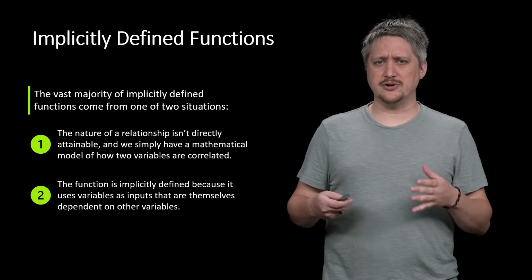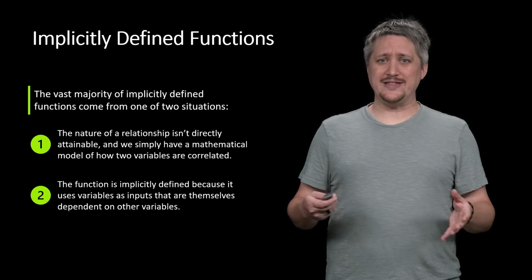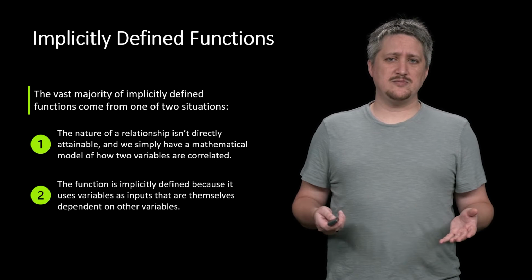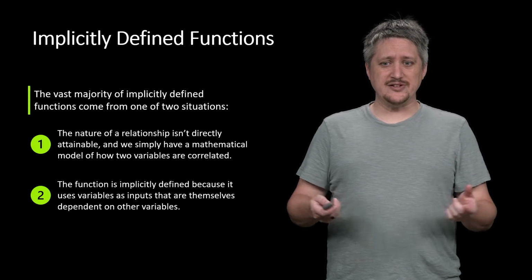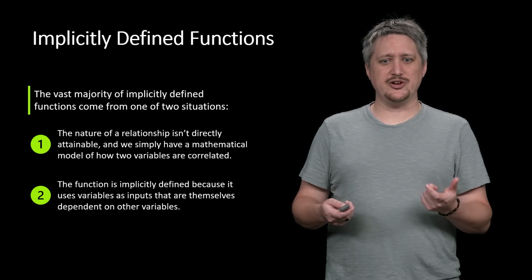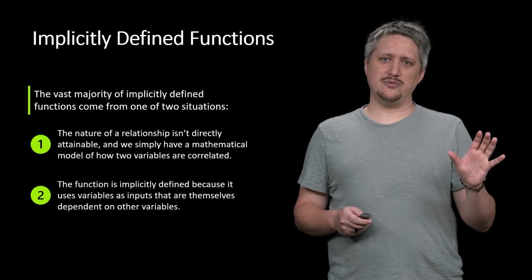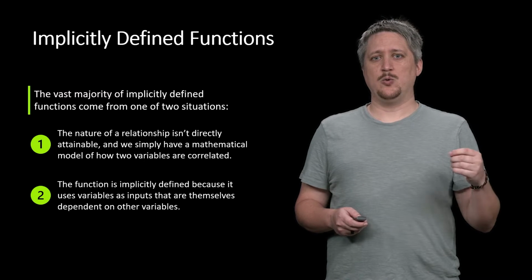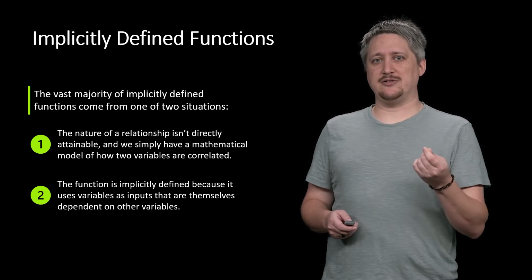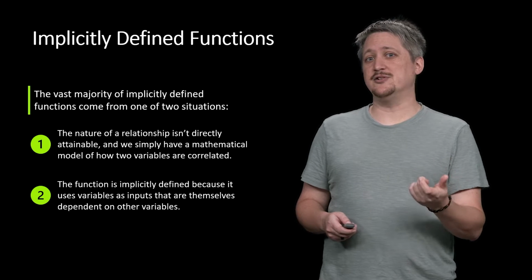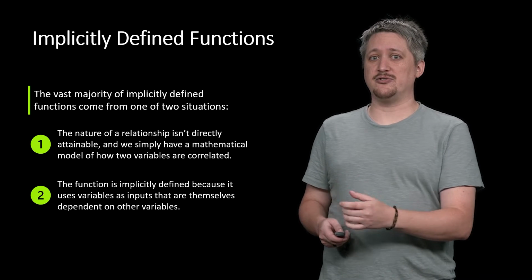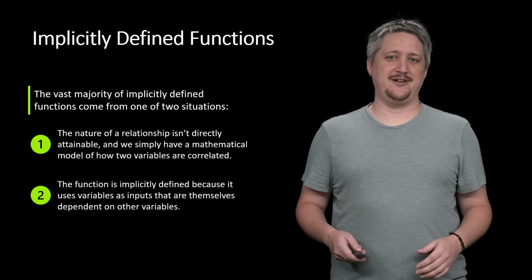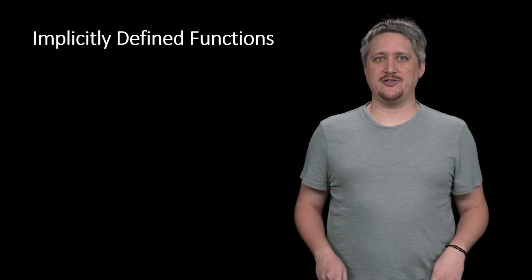Another way that this comes about is because you have an implicit relationship from the fact that although the thing you want may look explicitly defined, what you are looking at and thinking of as inputs are really themselves functions of some other hidden input. And we'll see an example of that as well.